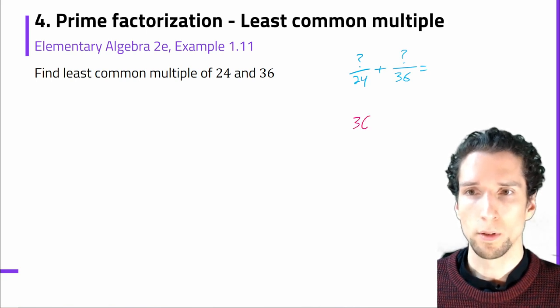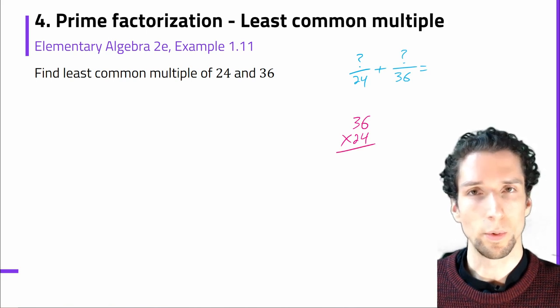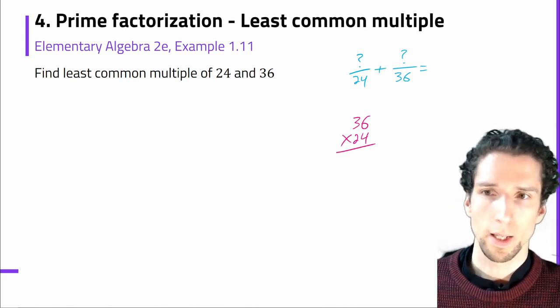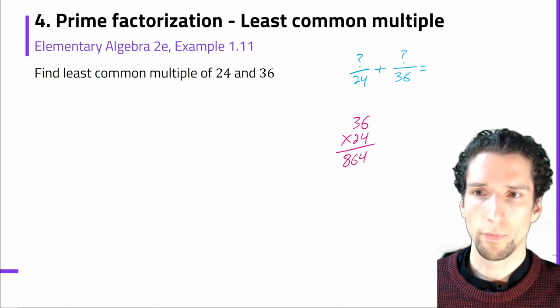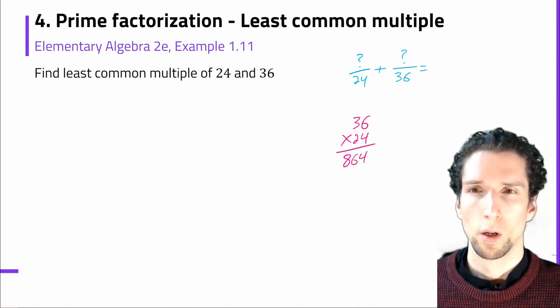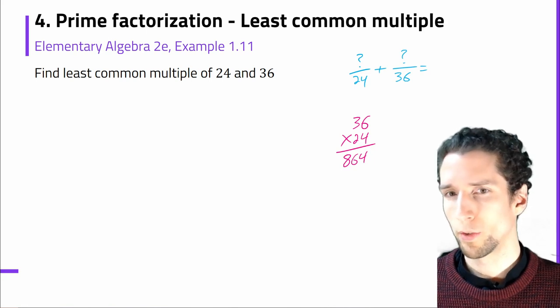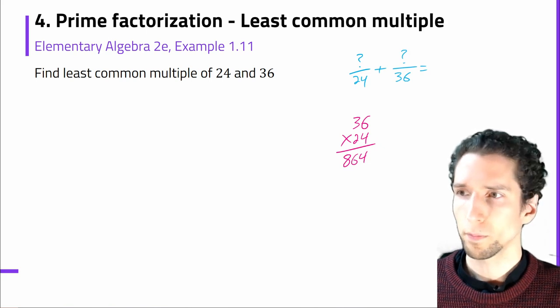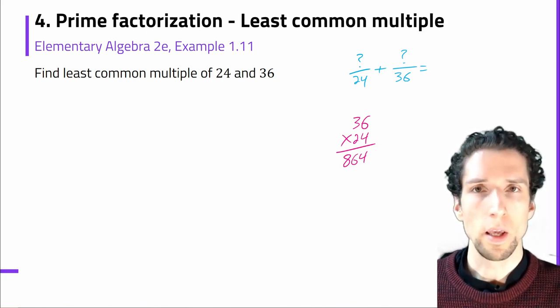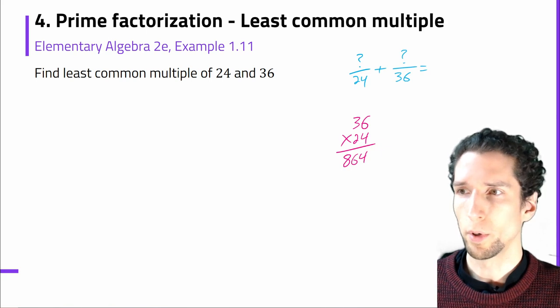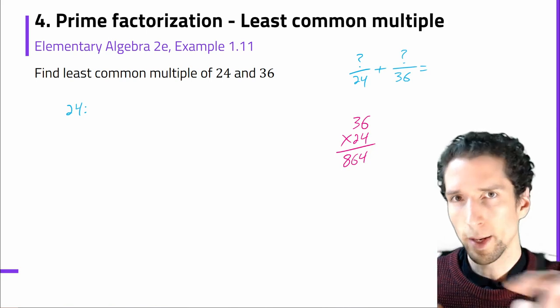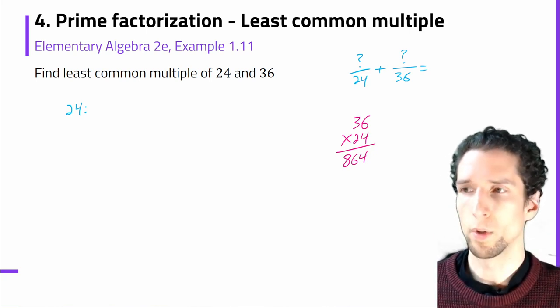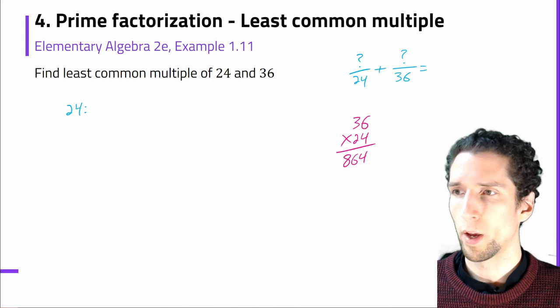A multiple we could find by just multiplying the 2 of them together, 36 and 24. In this case, that's a pretty big number, 864. So maybe let's not do that. Let's try to find a more clever method here. So first, we'll list the prime factors of each of these 2 numbers. So 24, I'm not going to write out the tree thing. I'm just going to kind of do this in my head. If you can, that's fine.